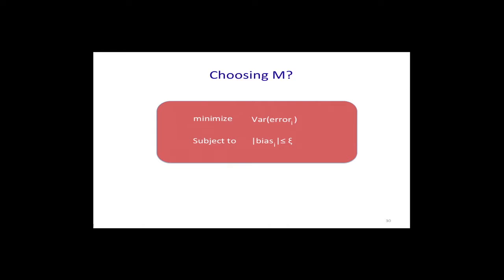Okay, so if you plug in for the variance and the bias, this would be your optimization problem. So you have a quadratic cost function, and you have this constraint. So you are trying to minimize the variance. At the same time, you have a constraint over the bias. Now the question is, how should we choose the C parameter? So I will explain it later.